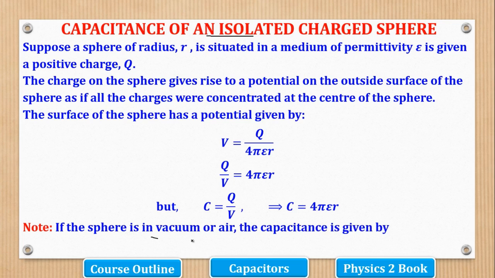So if the sphere is in vacuum or air, the capacitance will be given by 4 pi epsilon naught R. So as long as you hear the word isolated charged sphere, just know that the formula for capacitance is C equal to 4 pi epsilon naught R. That is if it is vacuum. If it is not, you just use this. But for this part, we shall not be using any other permittivity. It will be vacuum until we reach the last part, which has the word dielectrics. That's when we shall use other permittivities.